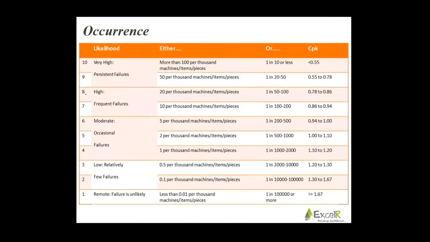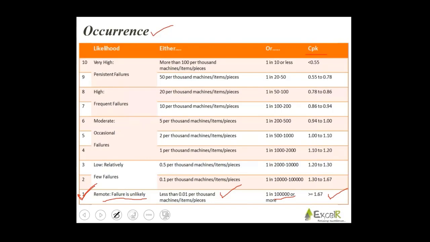Then comes occurrence. How likely is an event to occur? 1 means failure is unlikely. How unlikely is it? Less than 0.01 per thousand machines. So there might be 1 failure in probably 100,000 or more entries. In CPK, we have already discussed this: the CPK value would be greater than or equal to 1.67 if the occurrence is 1.